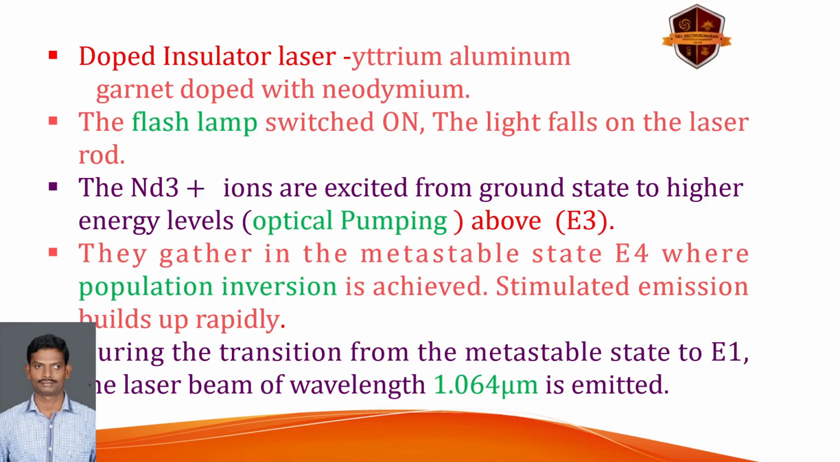Working principle of the Nd:YAG laser, a doped insulator laser: yttrium, aluminum, garnet doped with neodymium atoms. First, the flash lamp is switched on and the light falls on the laser rod. Nd3+ ions are excited from the ground state to a higher energy level. Due to optical pumping, these ions go to the excited level E3. They gather in the metastable state E4, where population inversion is achieved and stimulated emission builds up rapidly. Finally, during the transition from the metastable state to E1, the laser beam of wavelength 1.064 micrometer is emitted. This is the Nd:YAG output.